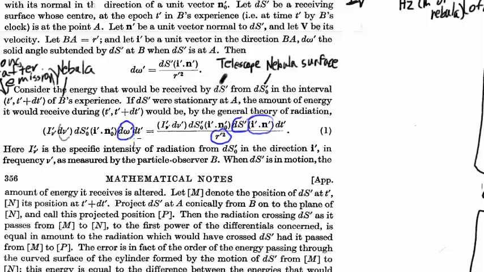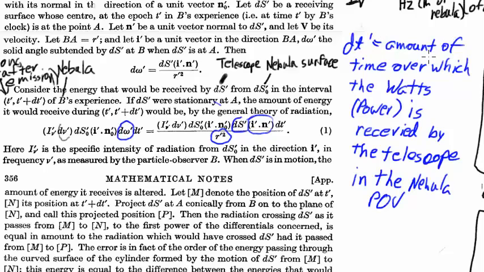But before I get to that, let's go to dt prime. dt prime is the amount of time over which the watts of power are received by the telescope in the nebula's point of view. And I think I already covered why d omega prime was equal to ds prime times I prime dot n prime over r prime squared up here. So we'll just move on now.